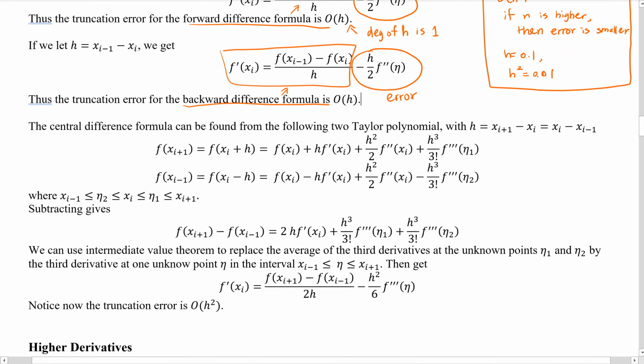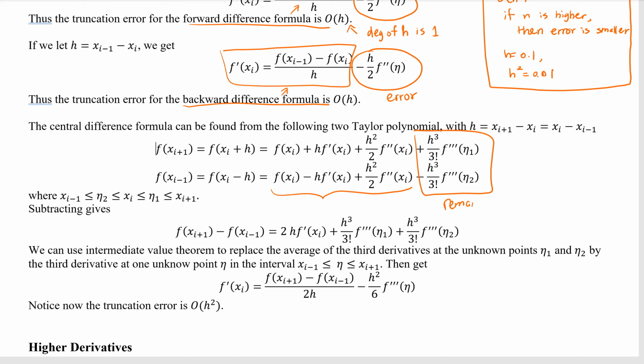The central difference formula can be found from the following two Taylor polynomials, with h equal to x_{i+1} minus x_i and equal to x_i minus x_{i-1}. Well, in this case, you can see, let's keep 3 terms in the Taylor polynomial. So the remainder, okay, here the remainder is degree 3 in h. Okay?